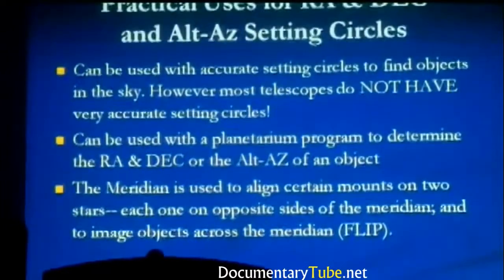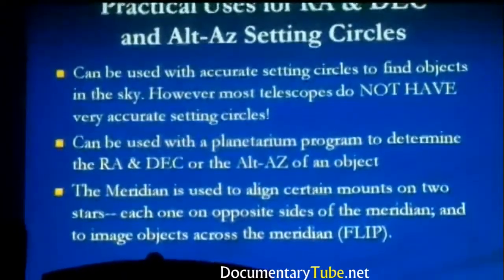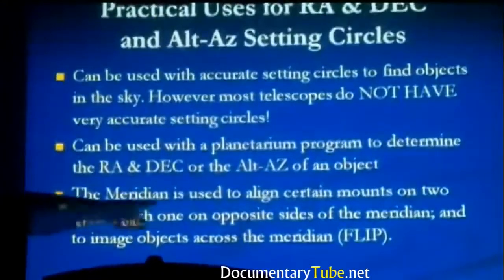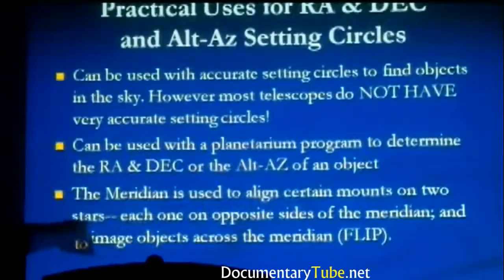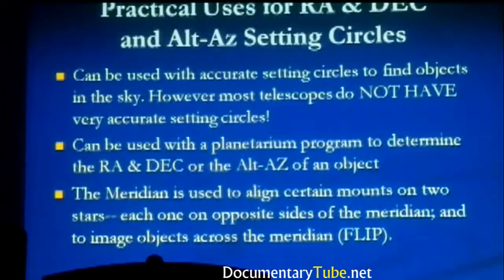Okay. Also, if you've got a computerized telescope, one that automatically finds objects for you, what we call go-to telescopes, and then tracks them in the sky, or even if you have a digital push-to telescope, the meridian is used to align certain mounts on two stars, each one on opposite sides of the meridian, and to image objects across the meridian. That's like the flip that we talked about earlier. So if you have a go-to telescope and you want to do a two-star alignment, it's best if you do them on either side of the meridian.